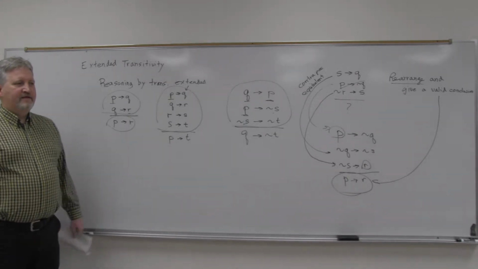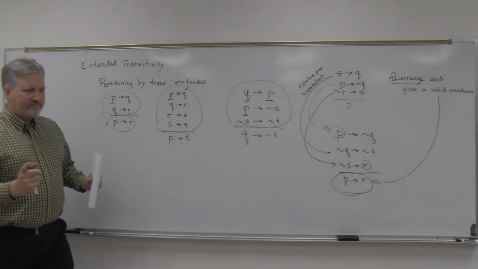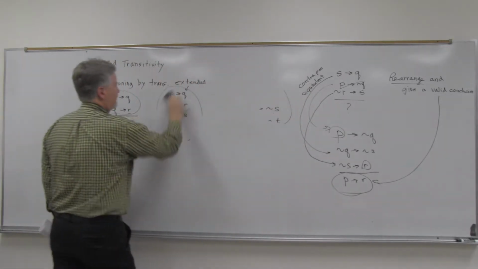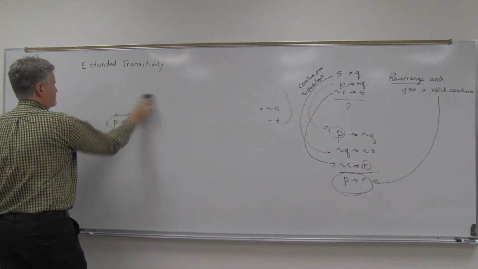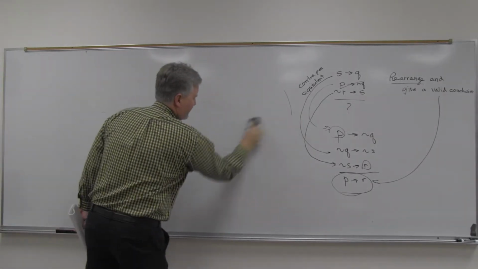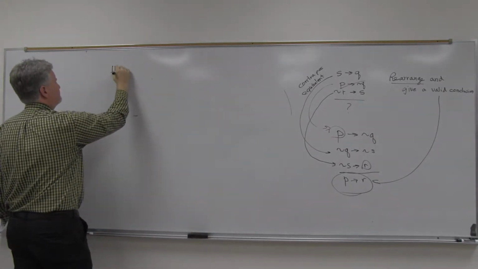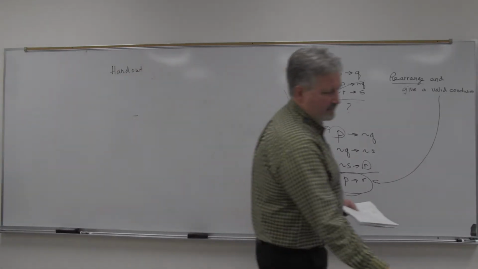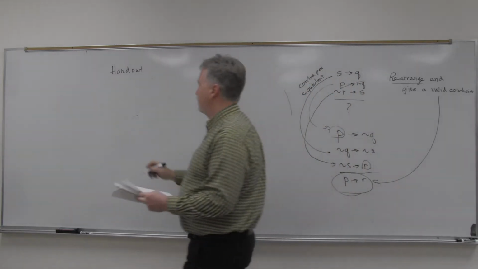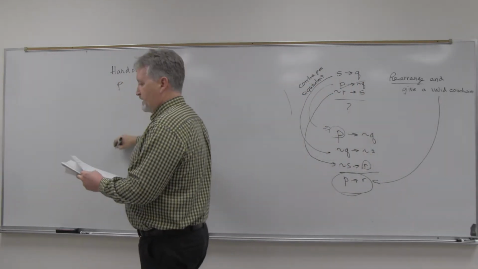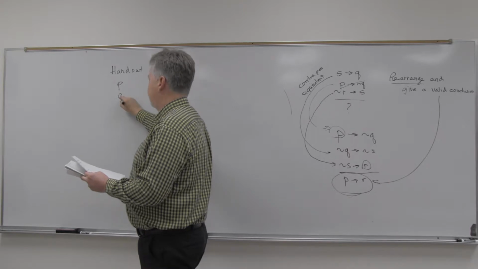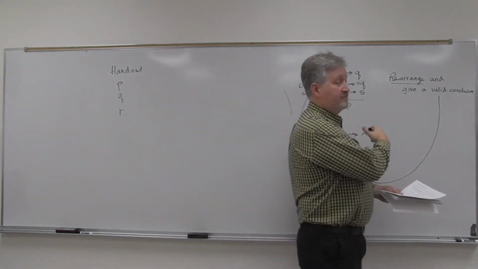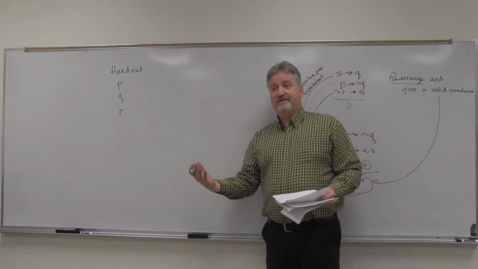Okay. So, here's what we're going to do with that. With all those steps in mind, on the handout that I gave you, we've got three statements. P is he is going to a party. Q, he brushes his hair. And then R, he looks fascinating. We're going to do this very same thing. We just have the statements written as actual statements.